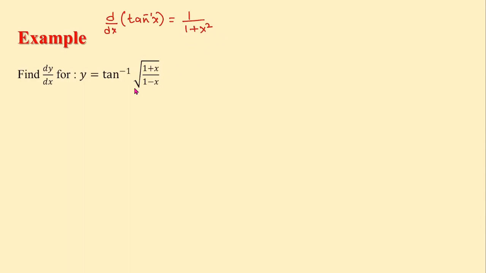Similarly, if you remember, the derivative with respect to x of square root of x is 1 over 2 square root of x, or you can also write it like this. This is the same as 1 over 2 times 1 over square root of x. So we'll be using these two formulas here to find the derivative.